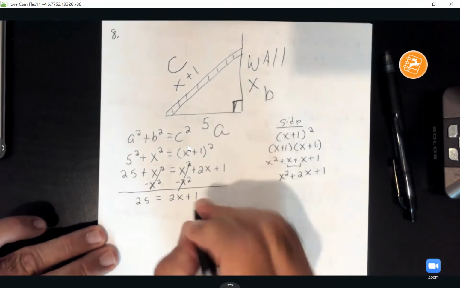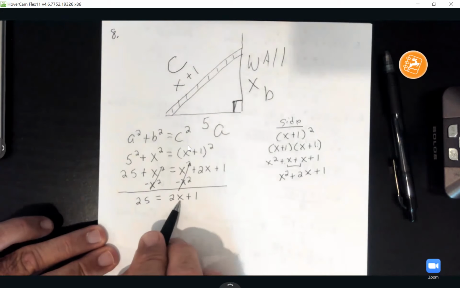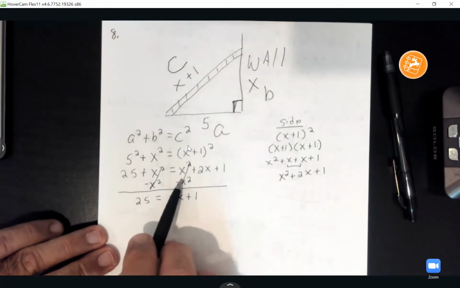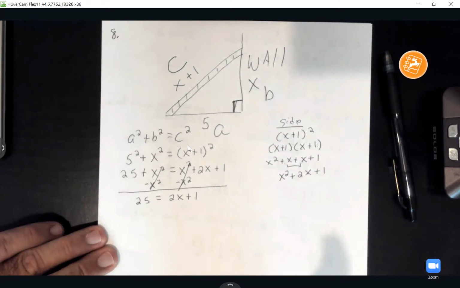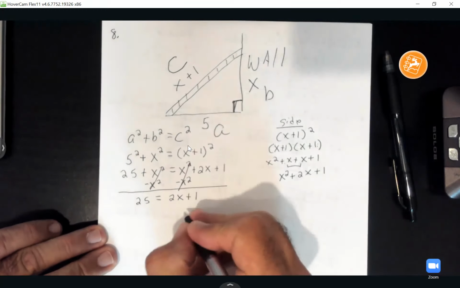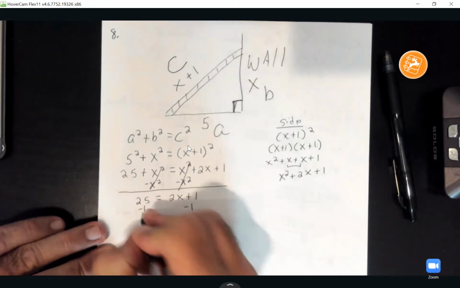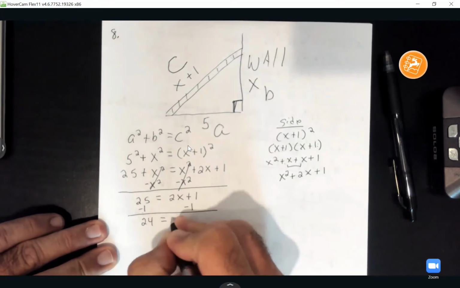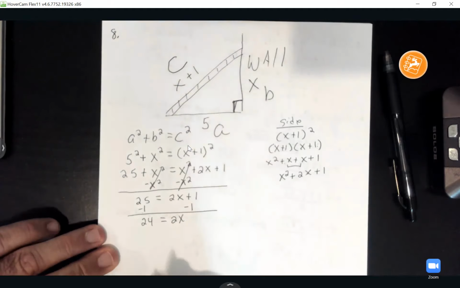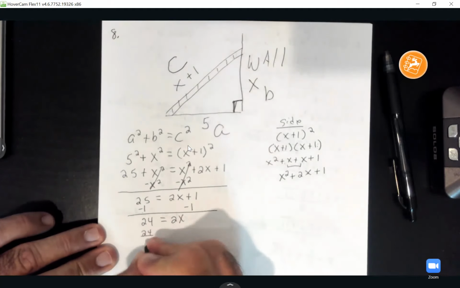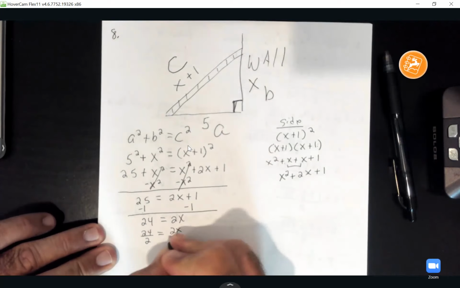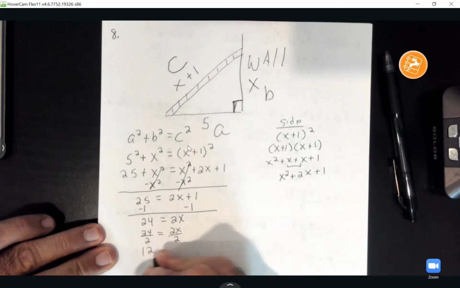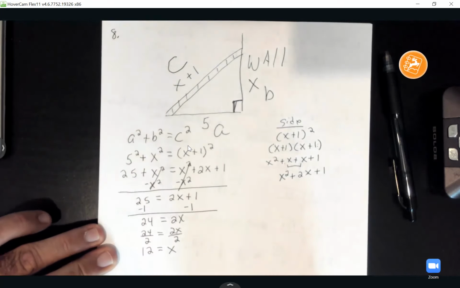All right, now solve this. So to solve this for the x, I don't even have to factor this no more because the x squared terms went away. So all I got to do is solve it for the x. So I'm going to subtract 1. 25 minus 1 is 24, equal to my 2x. Divide both sides by 2. So I get 12 equal to my x.